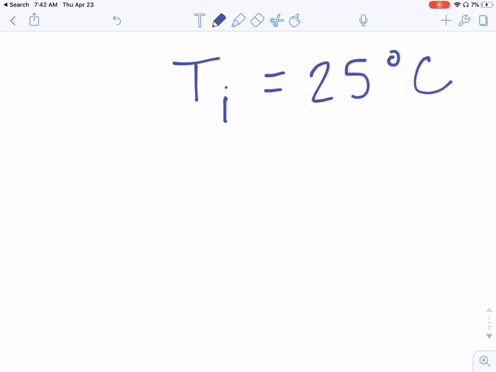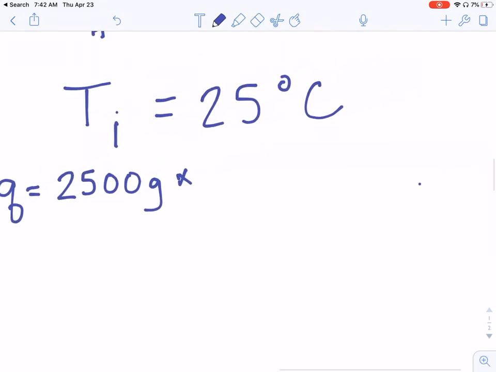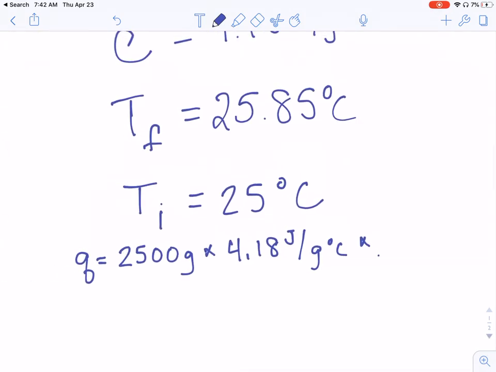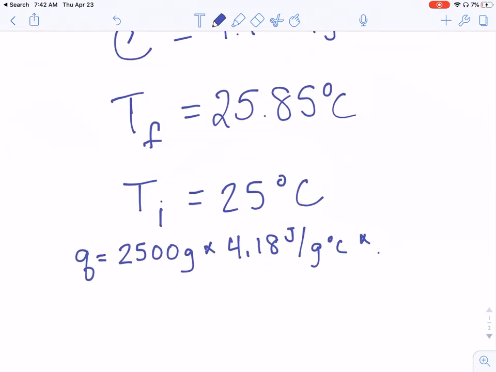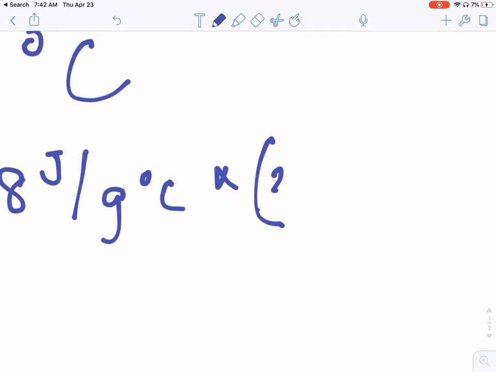So Q equals my mass of water, which was 2,500 grams, times my specific heat of water, 4.18 joules per gram degree C, and then times my temperature change. So you always do your final minus your initial. So we will do 25.85 minus 25.